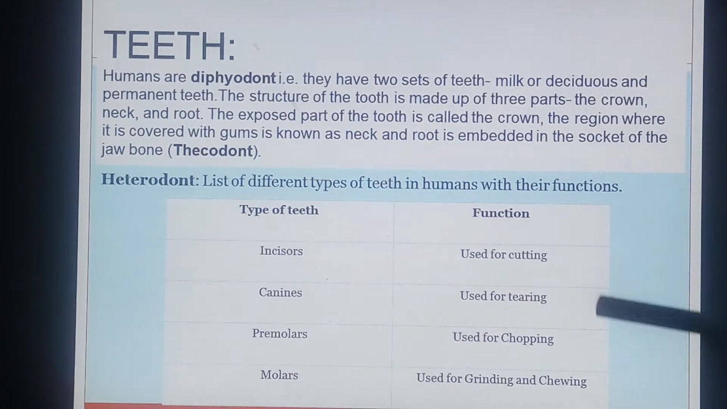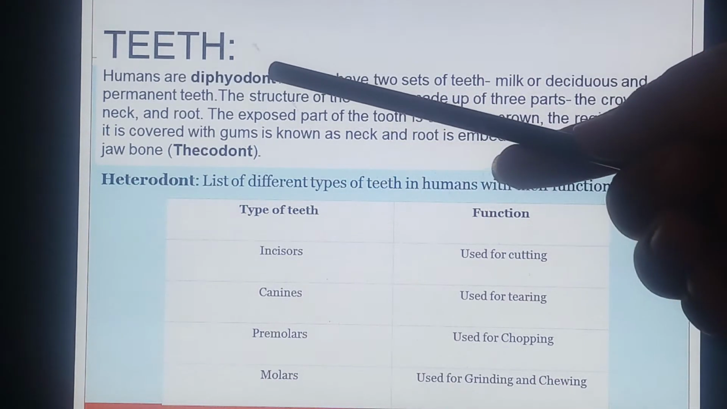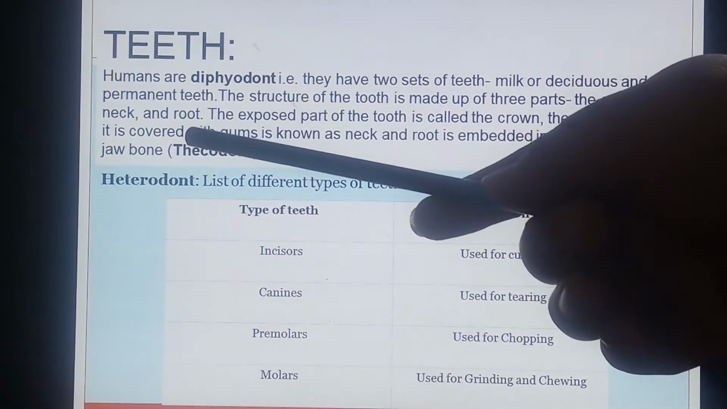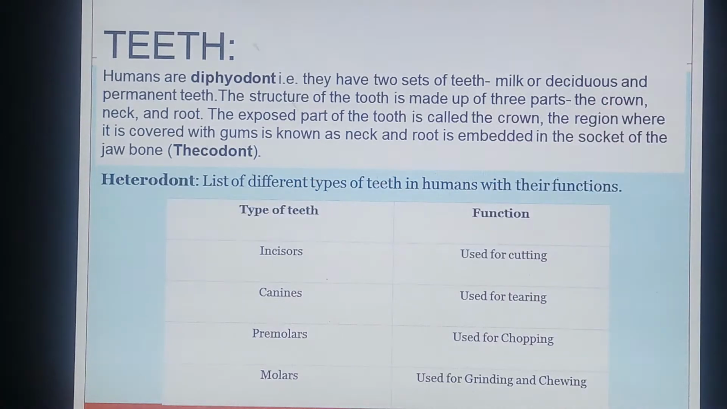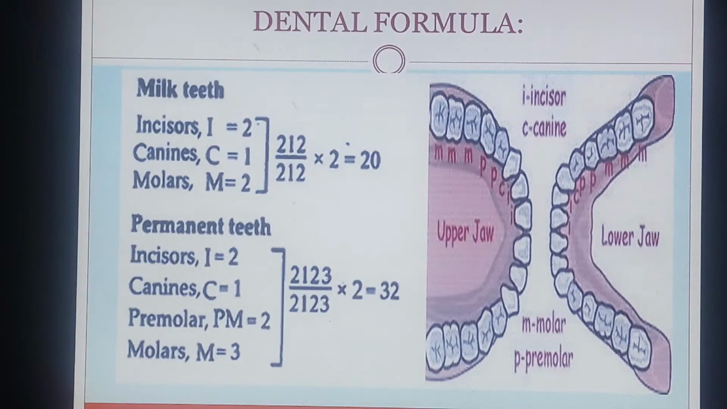So for human teeth there are three important terms: diphyodont, two sets of teeth; thecodont, embedded in the jaw socket; and heterodont, different types of teeth depending upon their functions. Now the next is dental formula. The dental formula represents the number of teeth present in your mouth.